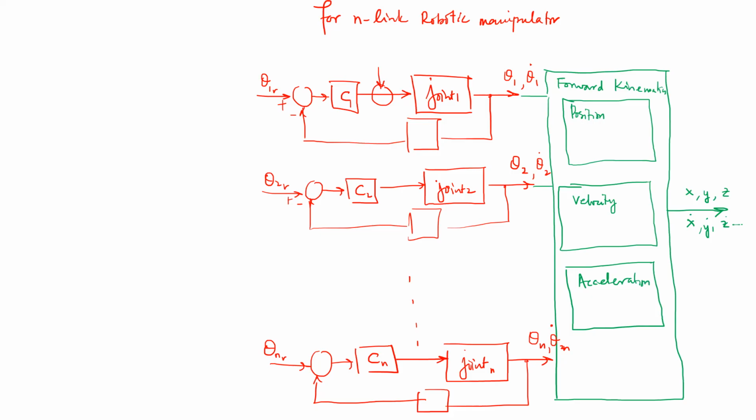So forward acceleration kinematics is going to require the theta double dots as well. So this is going to have theta 1 double dot, this is going to have theta 2 double dot, it's going to have theta n double dot produced in there as well.